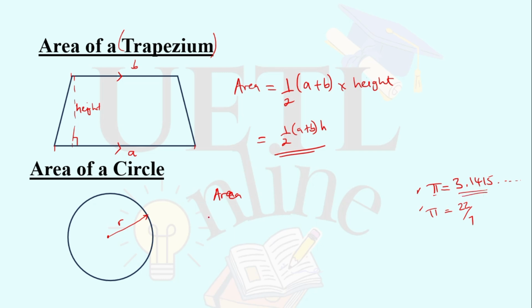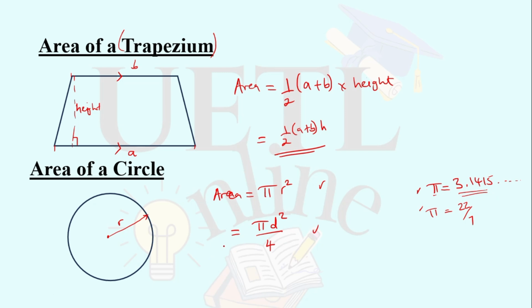To find the area of a circle, we just say pi r squared. You take pi and multiply by the radius squared. If you have the diameter, you just say pi d squared over 4. This is the area of the circle. These are the two you can use. So that covers the trapezium and the area of a circle.